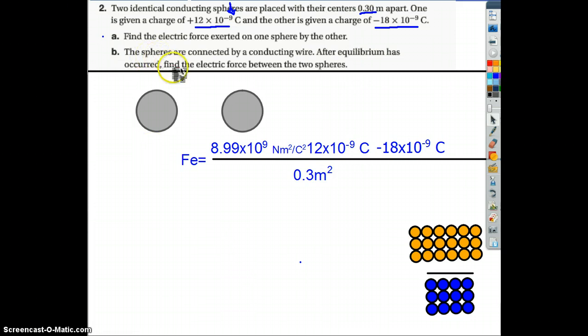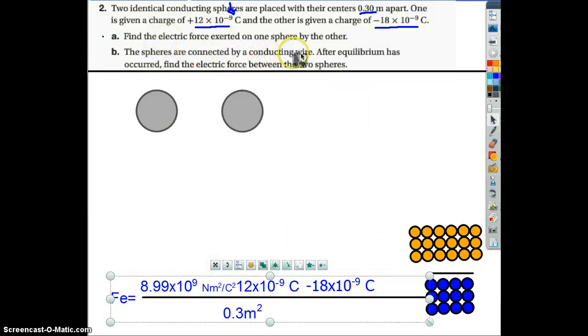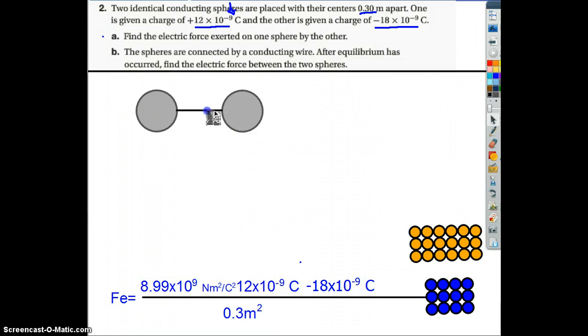In part B, the spheres are connected with a conducting wire, that I have right here. Conducting wire. And equilibrium is then achieved. Now let's think about that.